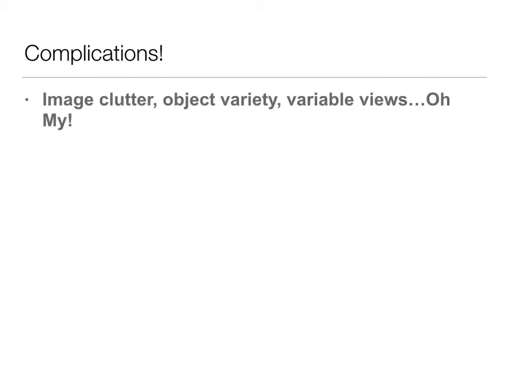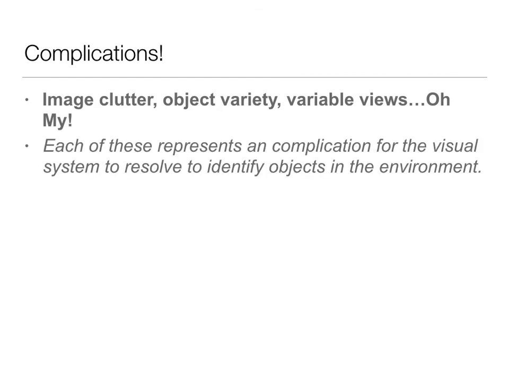This sounds pretty easy. It sounds like kind of matching up puzzle pieces, turning the puzzle piece around and figuring out where it matches. However, our visual arrays are usually pretty complex. So these slides I like to say, image clutter, object variety, variable views, oh my! Each of these representations is a complication for the system. It makes it harder to identify objects in our environment, and we have to resolve these conflicts.